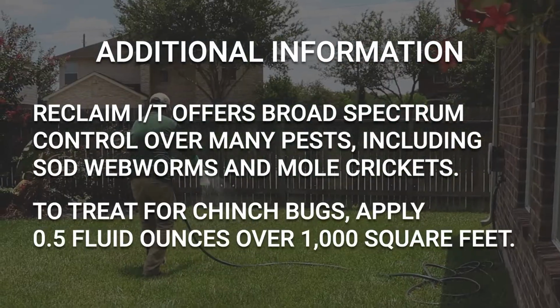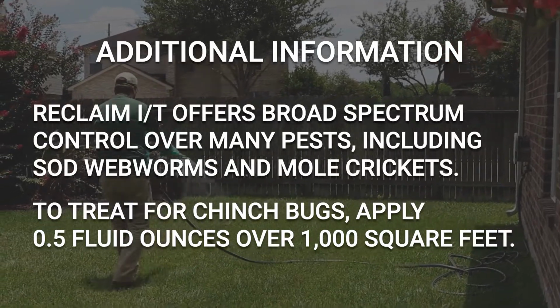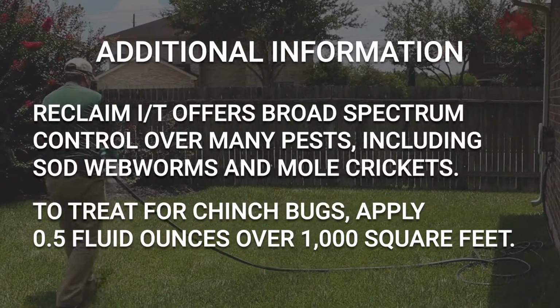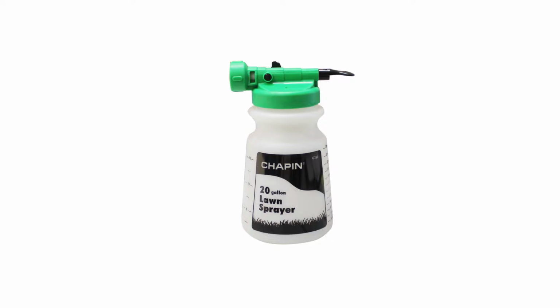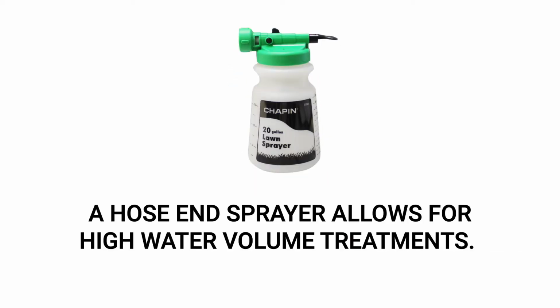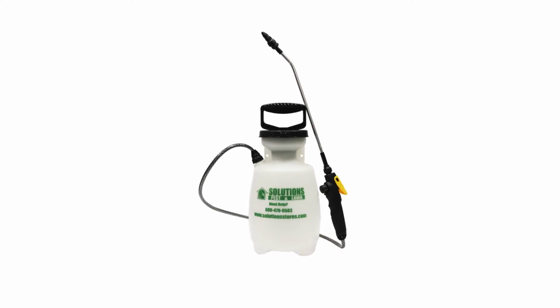To treat for chinch bugs with Reclaim, apply the labeled rate of 0.5 fluid ounces of Reclaim per 1,000 square feet of treatment area. We recommend using a 20-gallon hose end sprayer since you will be making broad applications throughout the entire lawn. And you want to use enough water to push the Bifen granules and Reclaim treatment down into the soil. To treat isolated areas of turf, you may also use a 1-gallon hand pump sprayer.